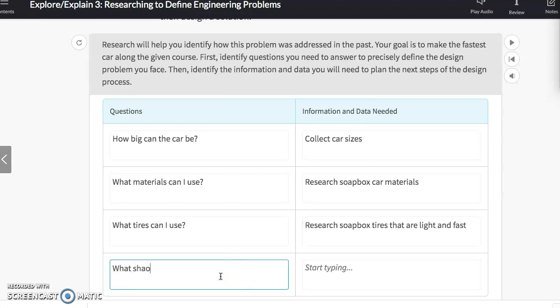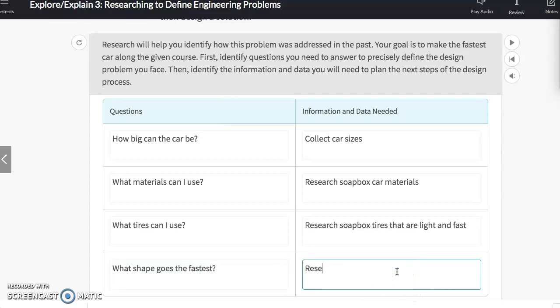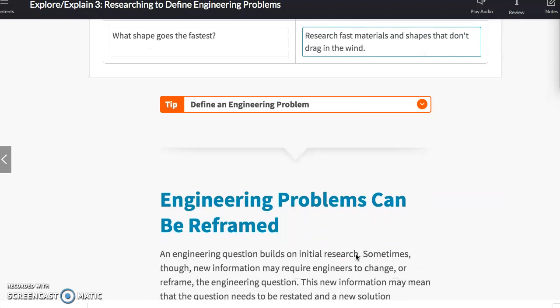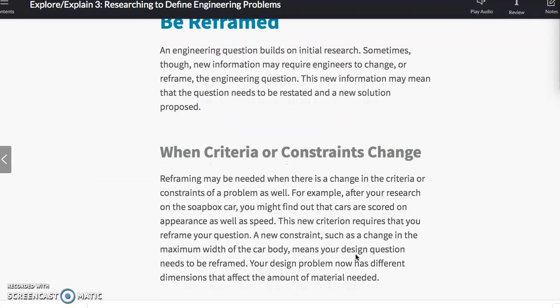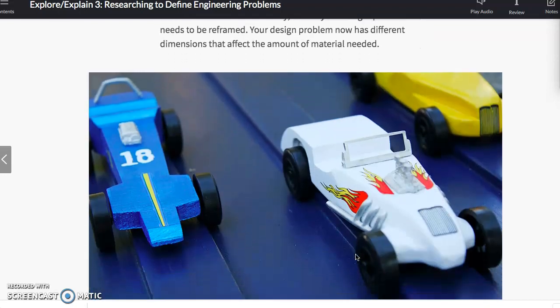What shape goes the fastest? Research fast materials and shapes that don't drag in the wind. Don't want it to drag in the wind, otherwise you won't have a beautiful car. Engineering problems, how can they be reframed to talk about criteria and constraints?